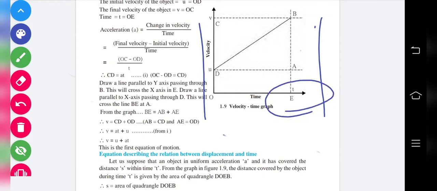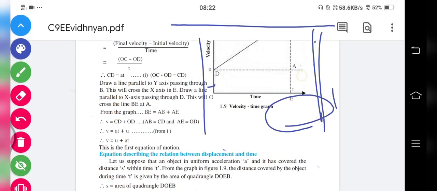It crosses at point E here, is it? Yes, E. Draw a line parallel to the y-axis and passing through D. So parallel to the y-axis means parallel to this one, passing through the point D, is it? This will cross BE at a point A. Okay, so that will be the changes in your graph. So, understood where the changes go?